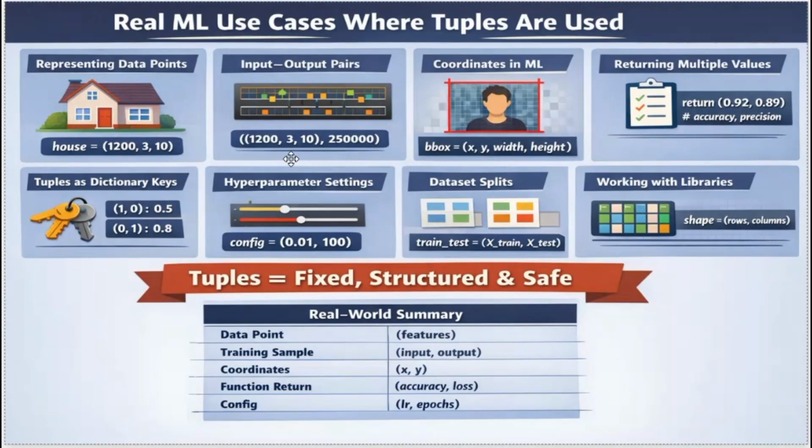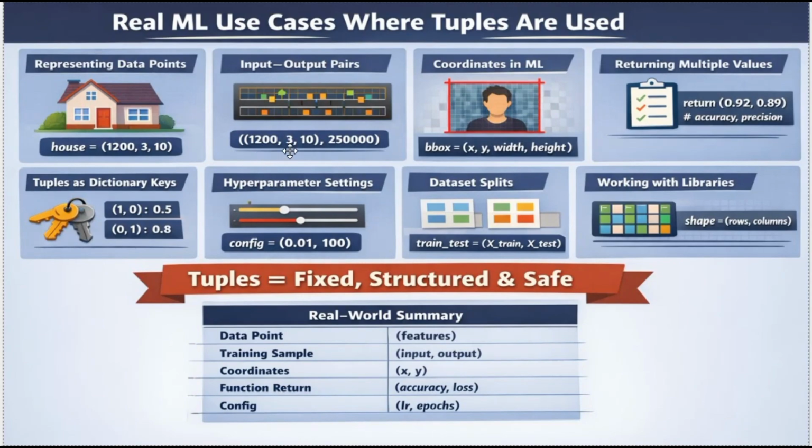Here, input house features 1200, 3, 10. This is the input feature, and this one is the price. This is a training example. The model sees the input and predicts the output. Here, a tuple groups the input and the correct answer together.